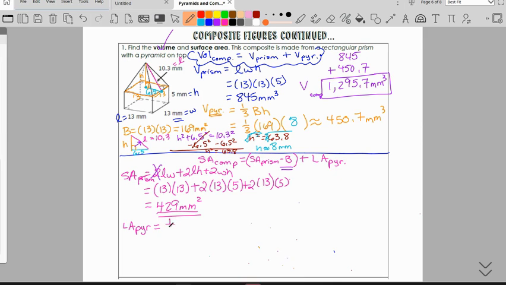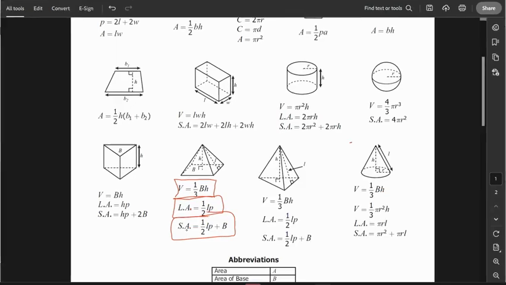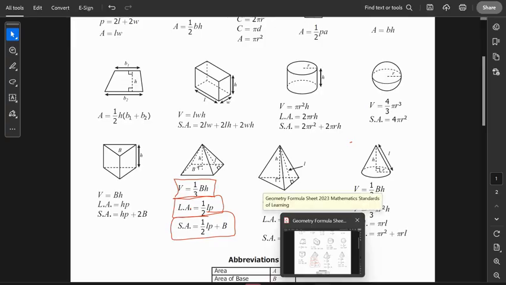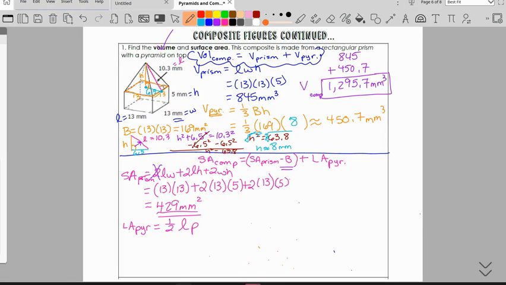So that's 1/2 slant height times perimeter of the base. Now, how did I know that was slant height and not the length of the prism? Well, because I'm doing the pyramid now, and in the pyramid picture, L is the slant height. So I make sure I know what I'm finding, and if I'm not sure or get confused, I come check my picture and my formula. So that's slant height and perimeter of the base.